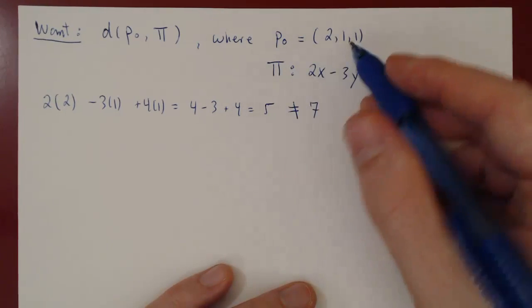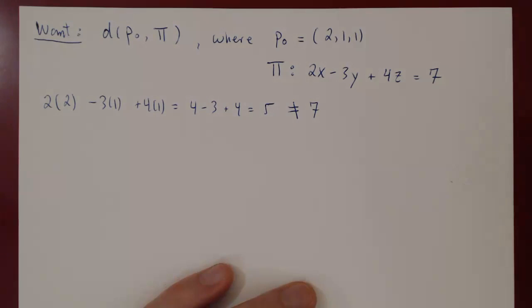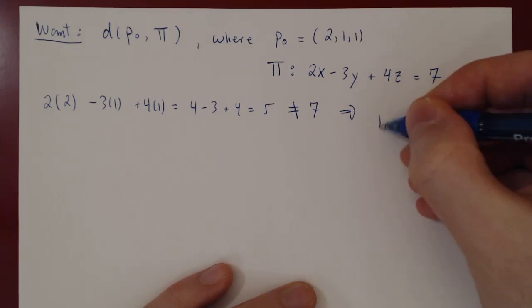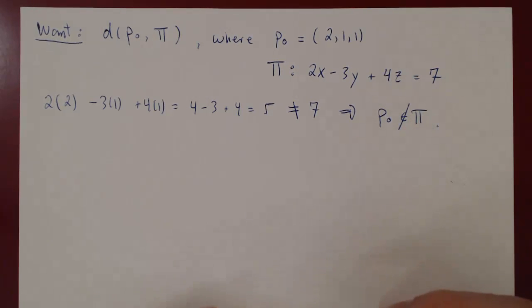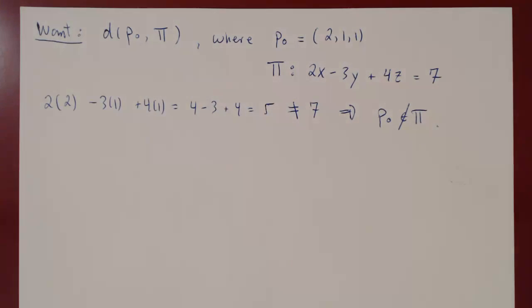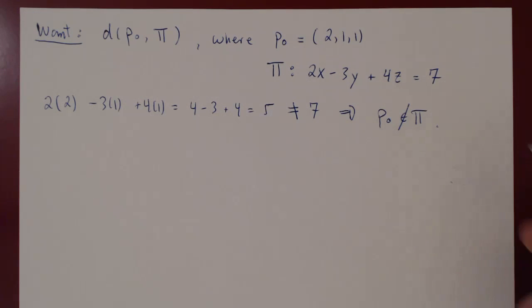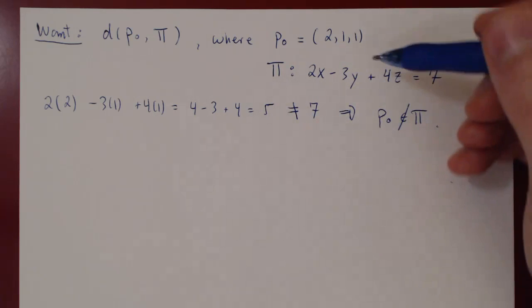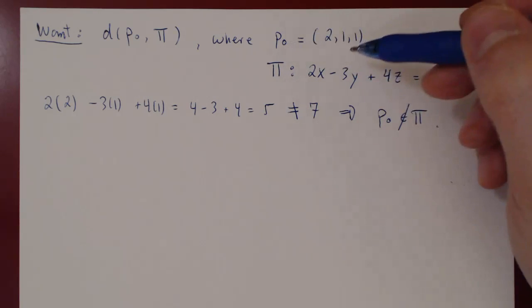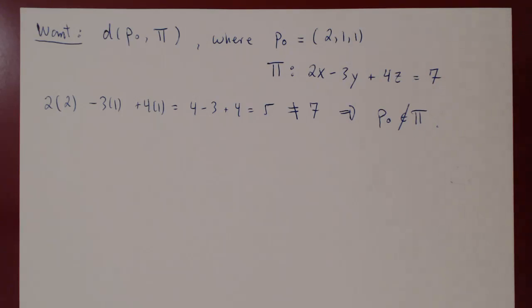And as we can see, 5 is not equal to 7. So because this point does not satisfy the equation of the plane, automatically the point P naught is not on the plane. So what we have here is a non-trivial question. We will have a positive distance. The question is now, how do we draw the point P naught and the plane pi? Do we have to produce an accurate sketch of P naught and pi in the standard three-dimensional coordinate system? And the answer is no.